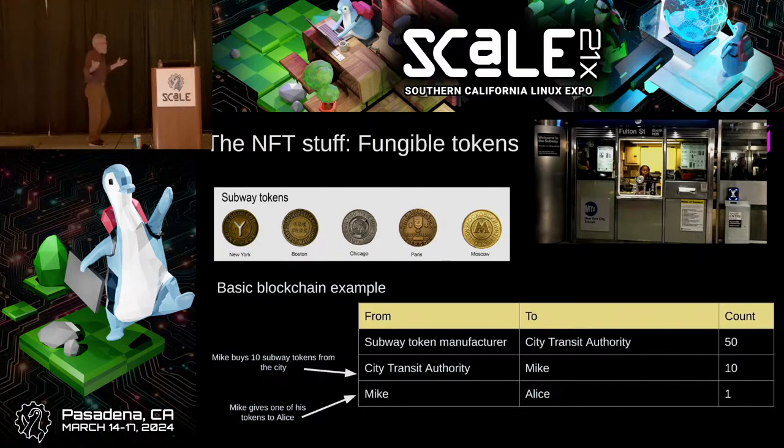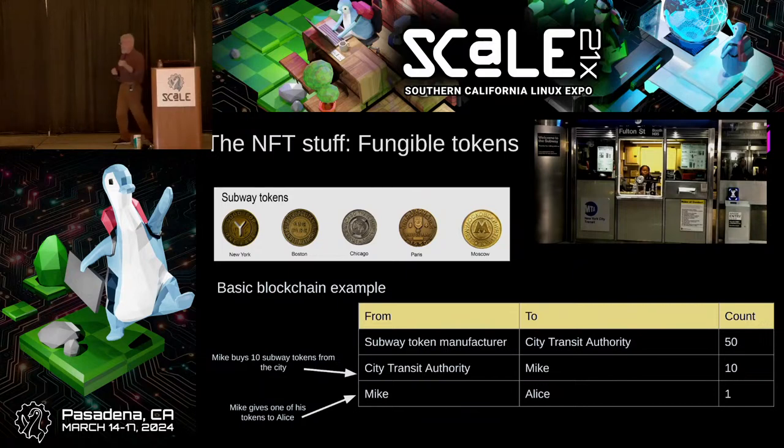So who cares? But what becomes interesting is if we look, Mike goes and buys 10 tokens from the subway. New York City subway makes 50 tokens, Mike goes to the token booth and buys 10 tokens.